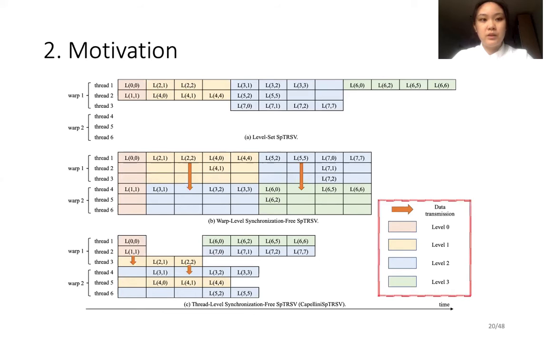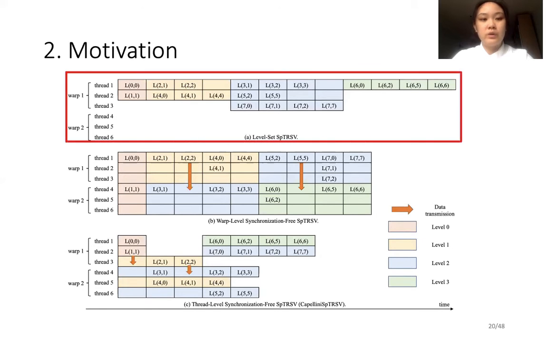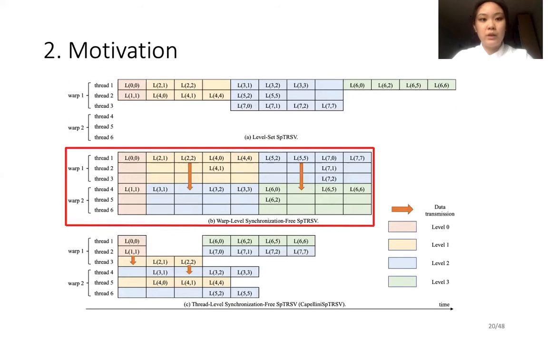For simplicity, we assume the GPU device can launch 2 warps at the same time, and each warp can support 3 threads. In Figure A, which is the level-set sparse triangle solve, although it can execute at thread level, the synchronization in the level-set design limited its parallelism. In Figure B, which is the warp-level synchronization-free algorithm, it achieved performance improvement by removing synchronizations compared to Figure A. There are still many idle threads.